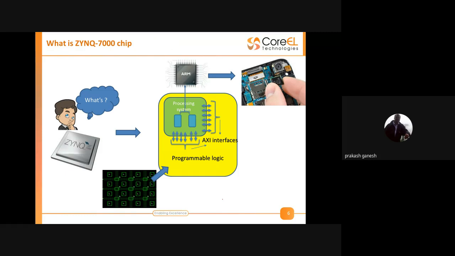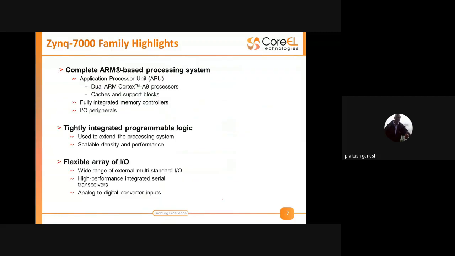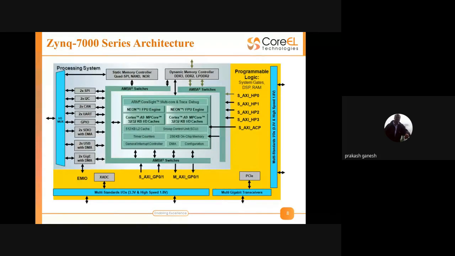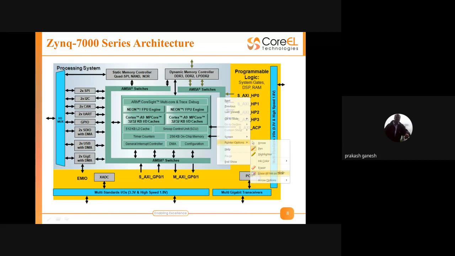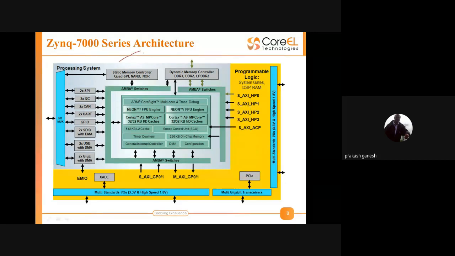Right, so this is the complete thing. This is the chip I'm talking to you about, the Zynq chip. We have the Zynq 7000 series. As I told you, it has the processing system and programmable logic. You can see this. We have the processing system and the yellow colored one, the programmable logic here. The processing system consists of a dual ARM Cortex-A9 processor.